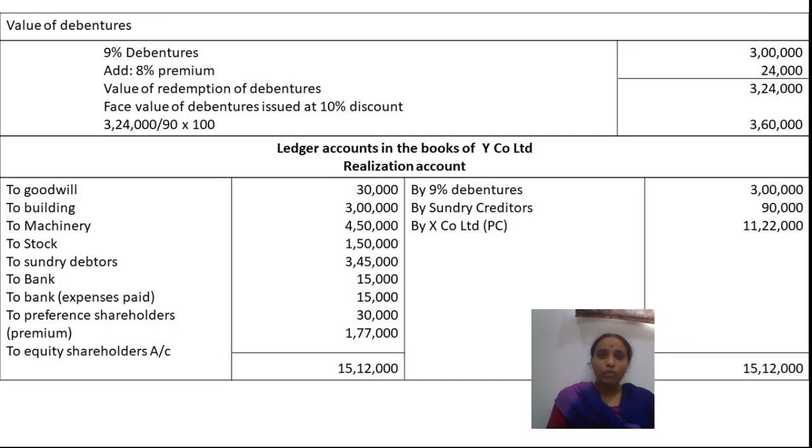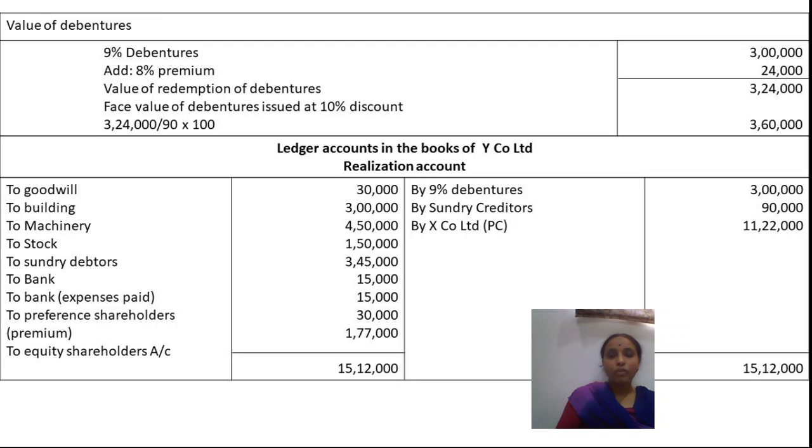So the value of redemption of debentures is 3 lakh 24,000. We are issuing this at a discount. So the face value of debentures issued at a 10% discount is 3,24,000 into 100 divided by 90. If this value is including the discount, then we have to calculate the discounted amount. That is why we do 100 divided by 90. It is 100 minus 10% discount, so 90 is the value. So 3,60,000 is the face value of the debentures issued at a discount of 3,24,000. Next, we are going to calculate the ledger accounts.